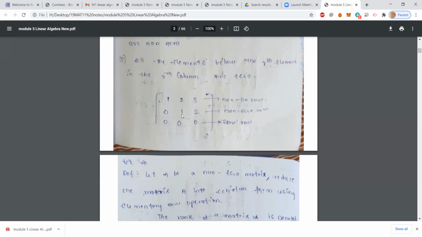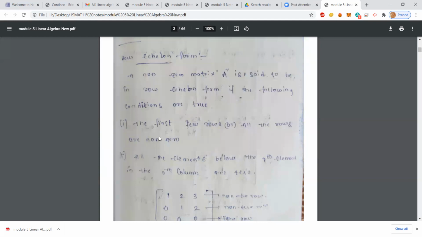Then the second row, 1 and 2 are non-zero elements. So the second row is also a non-zero row. See the third row, all the elements are 0. So this is called the zero row. So whenever I say the matrix A is in echelon form, it should satisfy these two conditions. So what's the first condition? The first few rows or all the rows are non-zero rows. See this example.